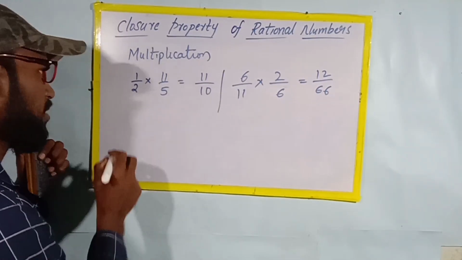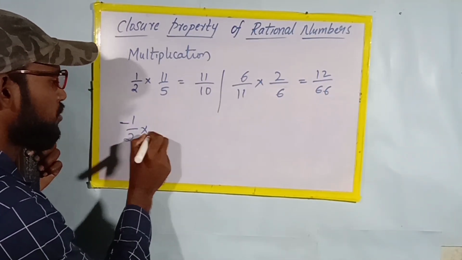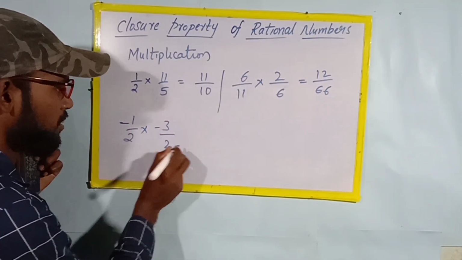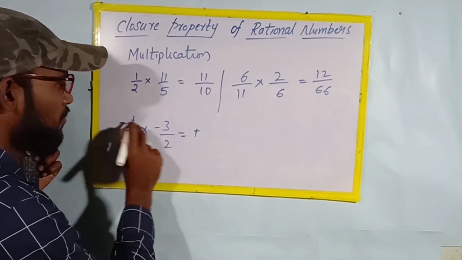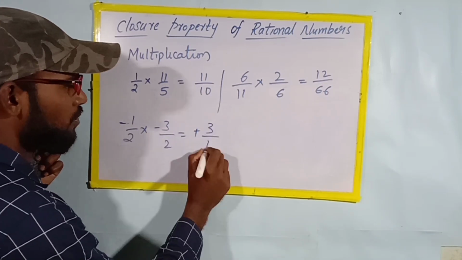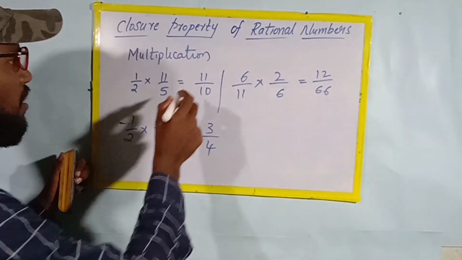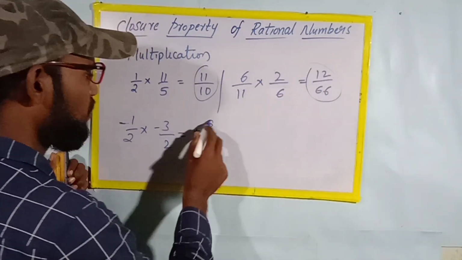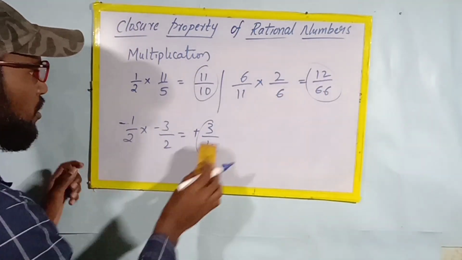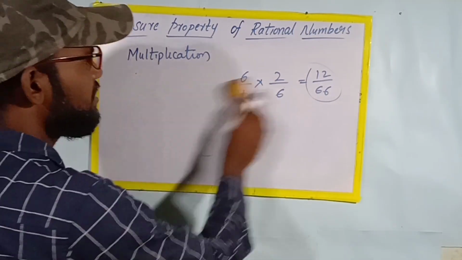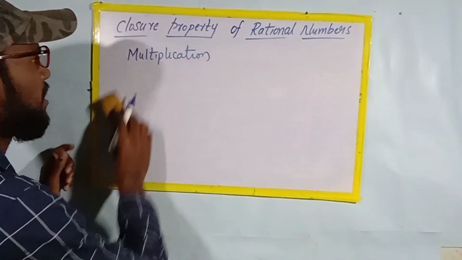Okay, now take one more. Minus 1 by 2 into minus 3 by 2. So minus into minus is plus, 1 into 3, 3, 2 into 2, 4. So again a rational number. All are rational numbers, observe once. So we can decide that rational numbers are closed under multiplication.